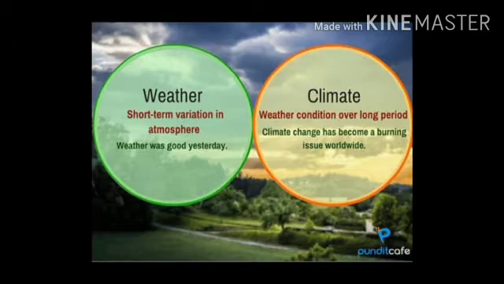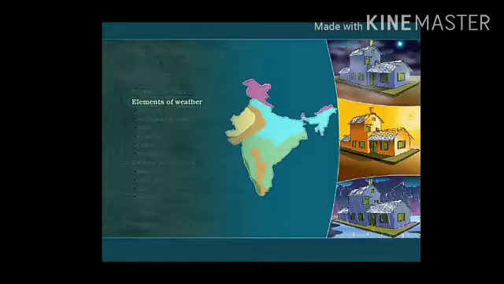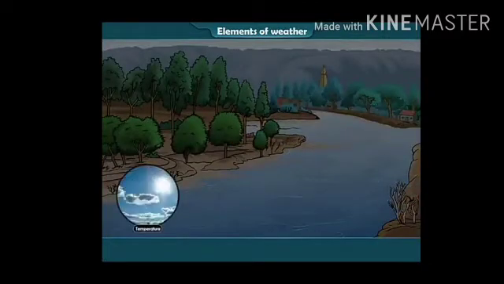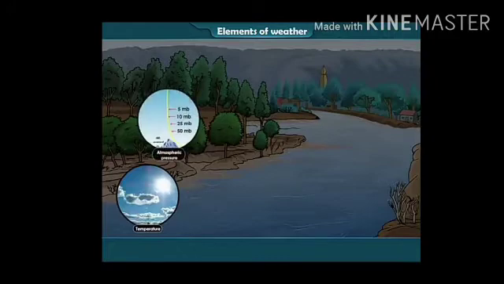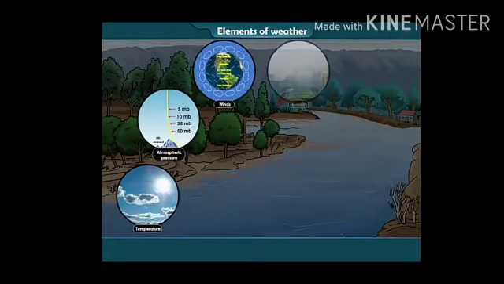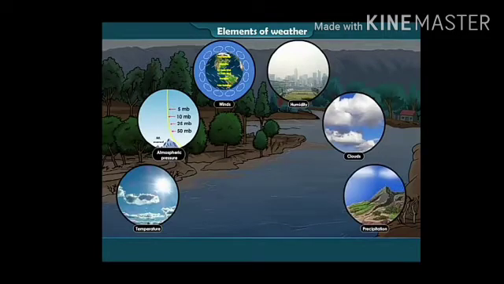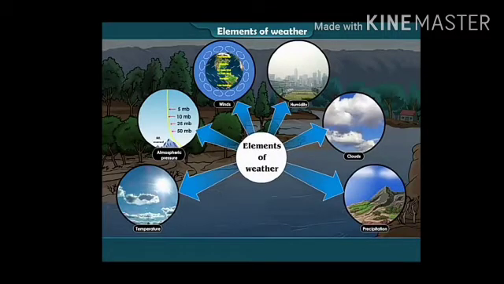Now, let's learn about the elements of weather. We know that temperature, atmospheric pressure, winds, humidity, clouds and precipitation are the elements of the weather. Let us know more about them.